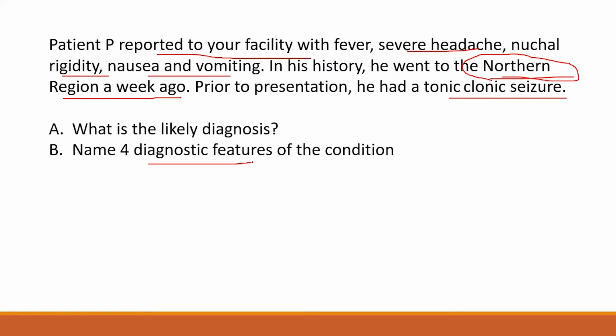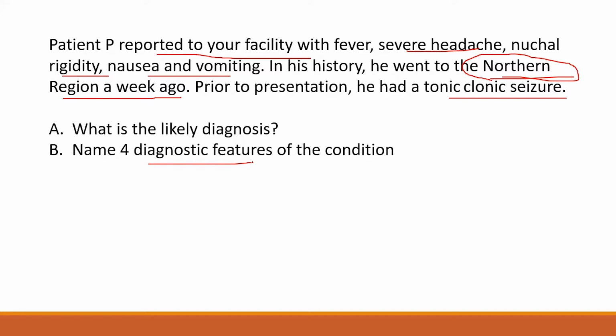The next point is the Brudzinski sign. A positive Brudzinski sign occurs when flexion of the neck causes involuntary flexion of the knee and the hip. I repeat, it is positive when flexion of the neck causes involuntary flexion of the knee and the hip. When that is positive, then it is a sign of meningism.